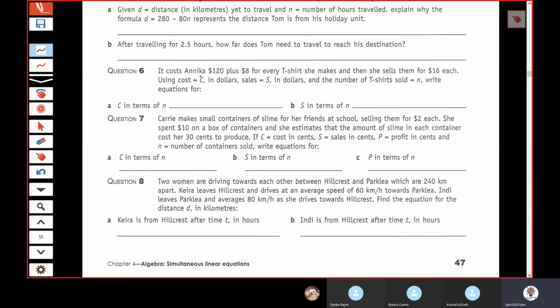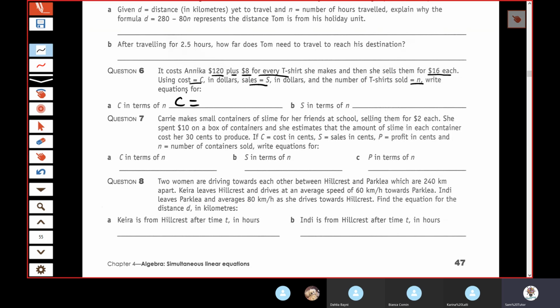It costs Anika $120 plus $8 for every t-shirt she makes, and then she sells them for $16 each. Using C for cost and S for sales, and the number of t-shirts for N. Write equations for C in terms of N and S in terms of N. Okay, hold on. So one thing at a time. We've got to first work out the cost. How much does it cost us?